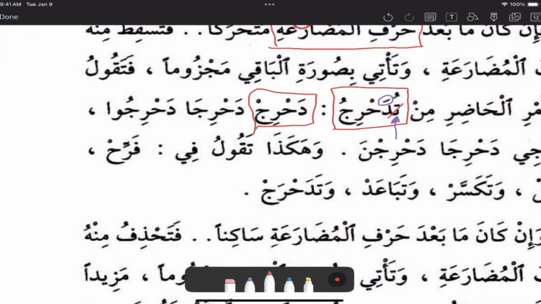So tudahrij here, look. Tudahrij. So if there's no nasib or jazim, then it should be marfu'.